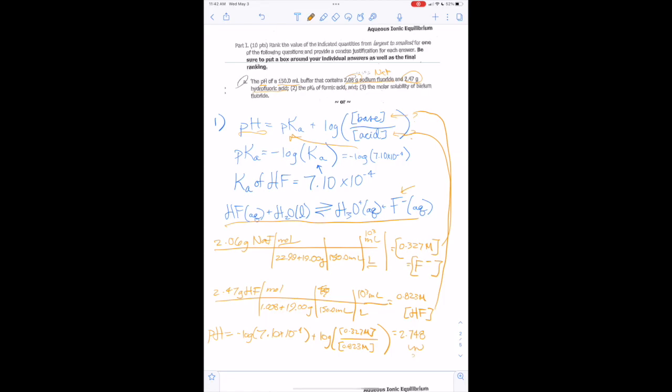2.748. I've got 3 sig figs to the right of that decimal place because I was given 4 sig figs in the volume, but only 3 sig figs in our masses. So the max amount of sig figs I can do is 3. So that's going to be our final answer for number 1.